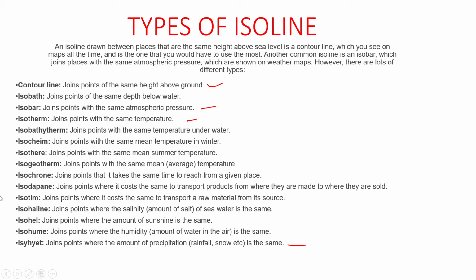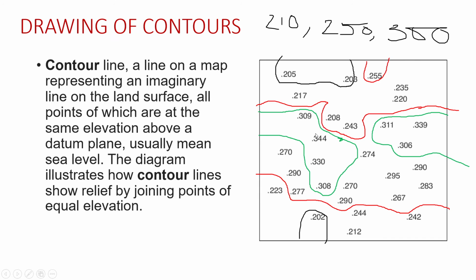is the same. So basically, according to the syllabus of class 11, we have four of them, that is the contour line preparation, the isobar preparation, the isotherm preparation, and lastly the isohyet preparation. So let us start with drawing contours through isolines. Let us know about the contour line first.